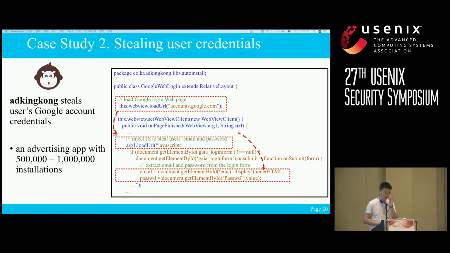The second case is an app called Empirical that steals users' Google account credentials. When the user logs into their Google account, this app will inject a malicious JavaScript to extract the email and password of the users.